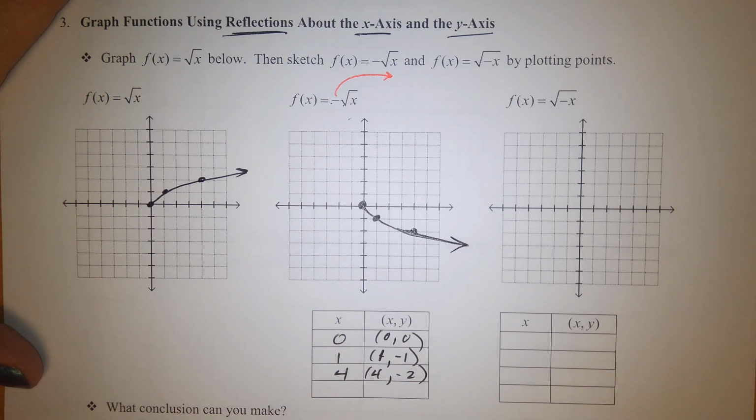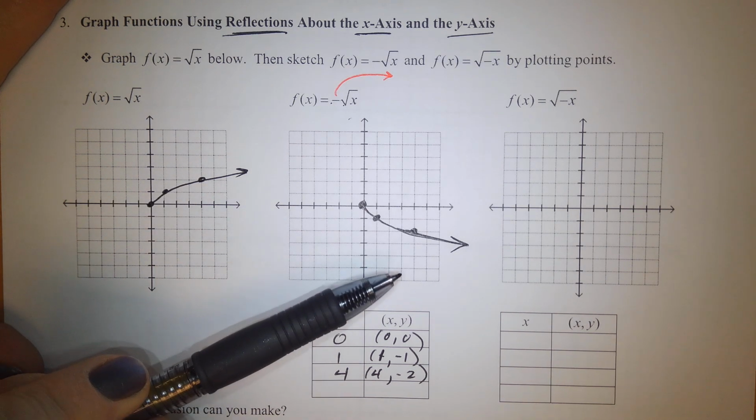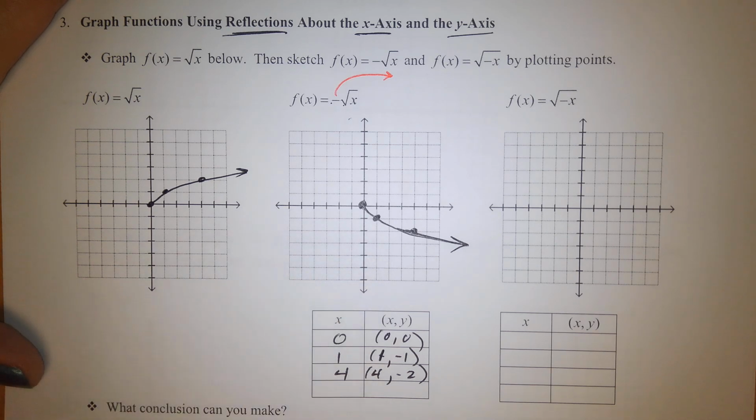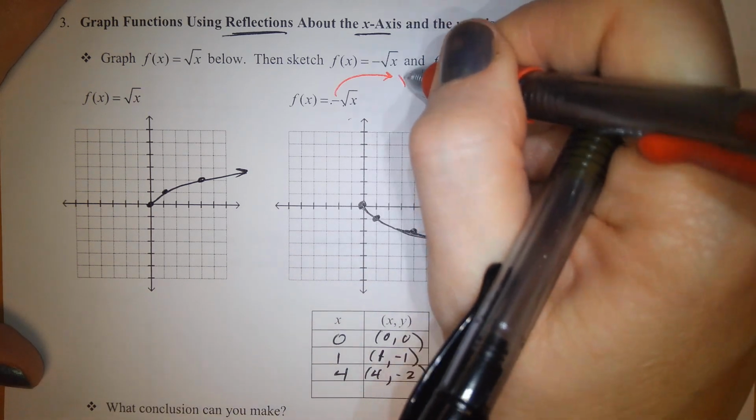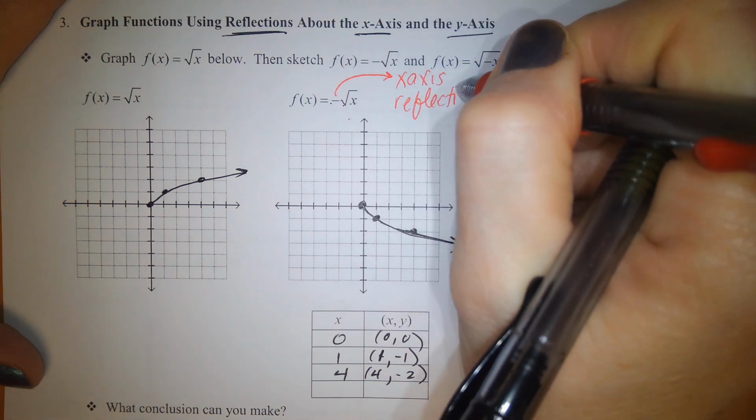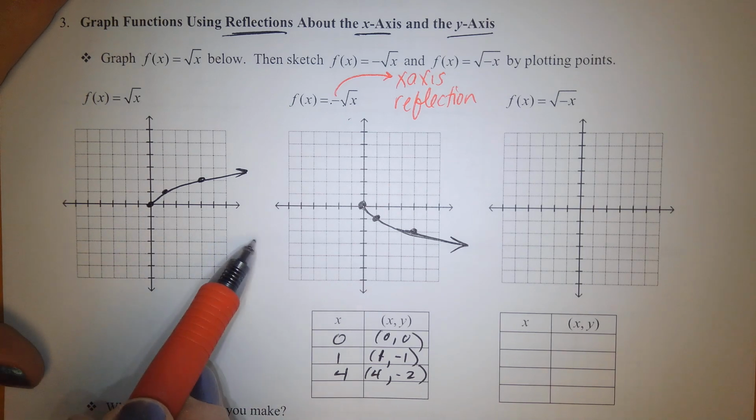So what happened to my graph? You can see that my graph that used to be up here in the first quadrant is now down here in the fourth quadrant. So this was an x-axis reflection. It flipped over the x-axis and is now down here in the fourth quadrant.